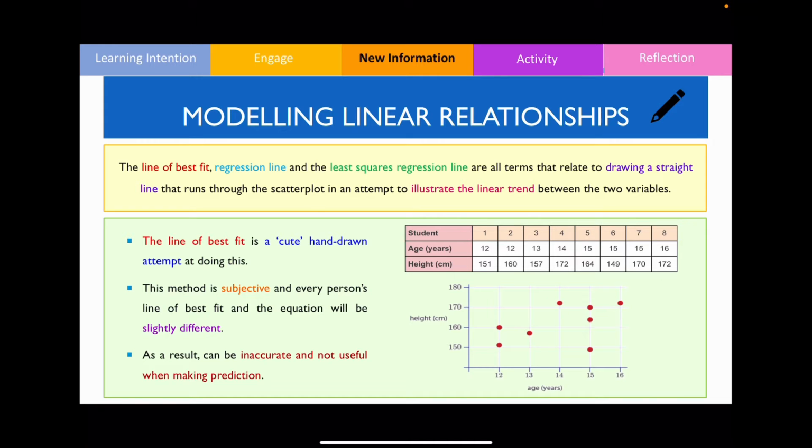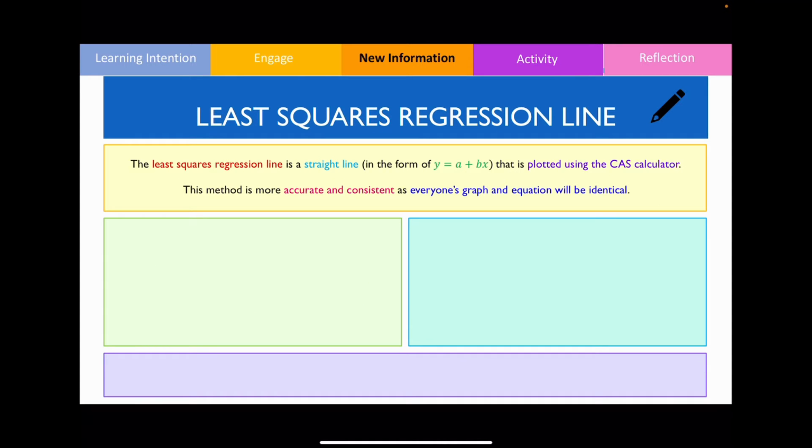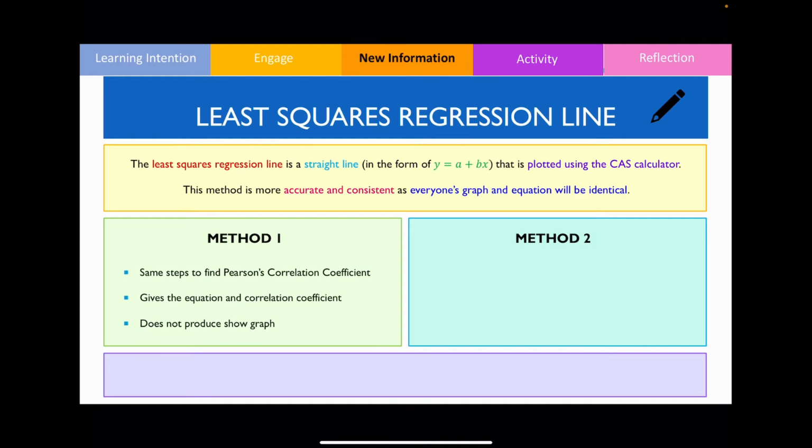Since this by hand approach is inconsistent and not accurate, we could use the CAS calculator to generate the line and equation. When we use the CAS calculator to help draw the line of best fit, we refer to this line as the least squares regression line, or regression line for short. There are two methods or two approaches you could use to obtain our equation. One of the methods is following the same steps that you did to find Pearson's correlation coefficient. In doing so, this will tell you both the equation as well as the correlation coefficient.